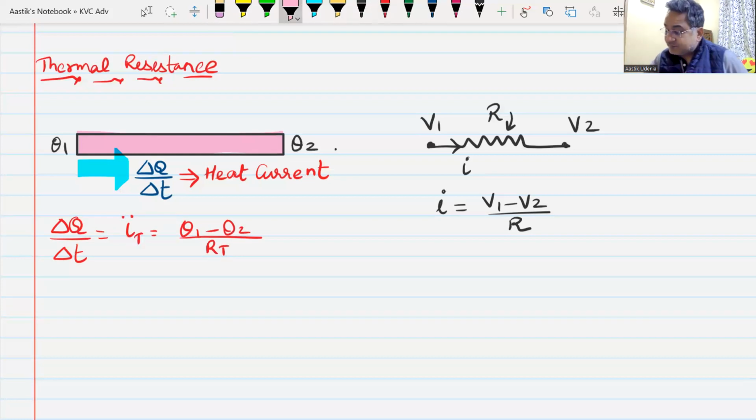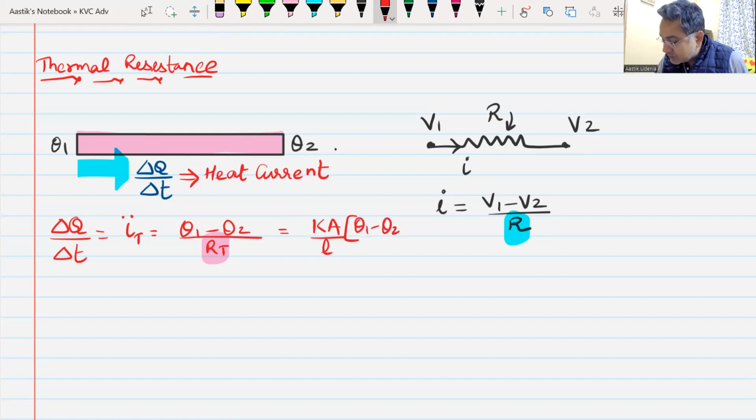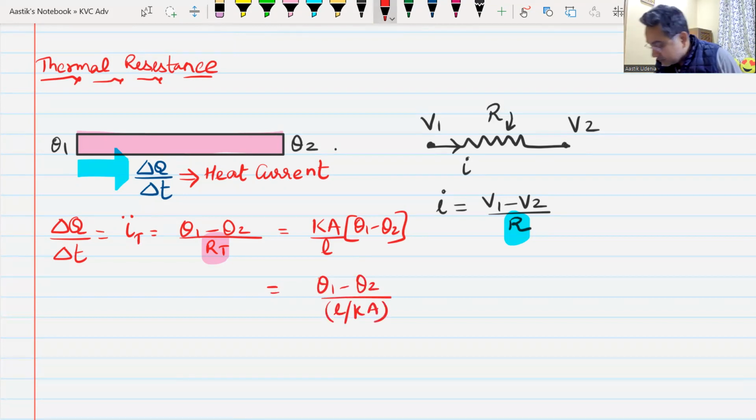Now this R_TH will do a similar job as the resistance of the resistor does for an electric current. Yes or no? Yes, sir. Now if I write the formula for heat current, delta Q by delta T, that was K A by L multiplied by theta 1 minus theta 2. Yes or no? Yes, sir. I could have written this in this fashion: theta 1 minus theta 2 divided by L divided by K A. Yes or no? Yes, sir.